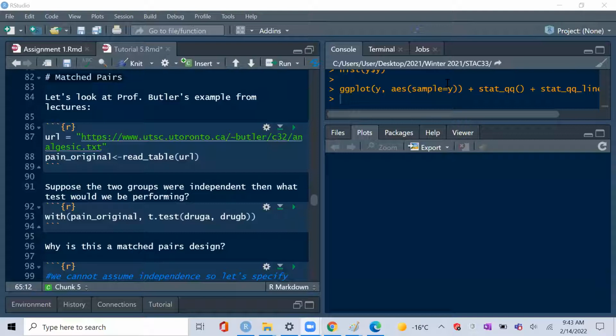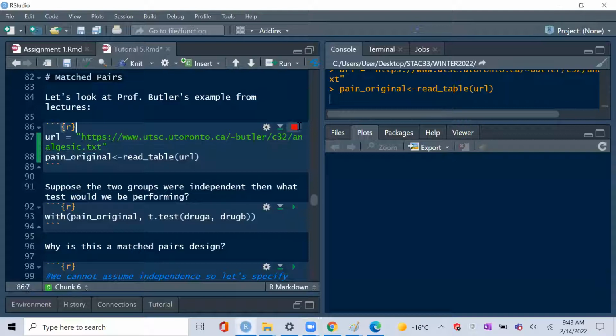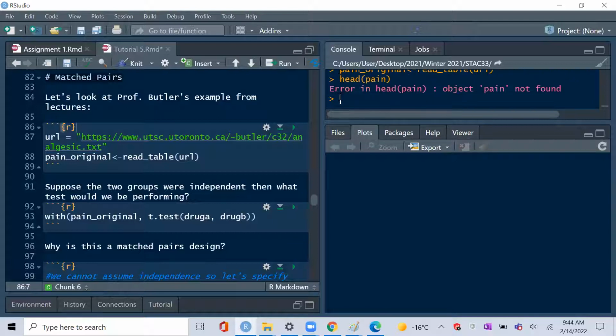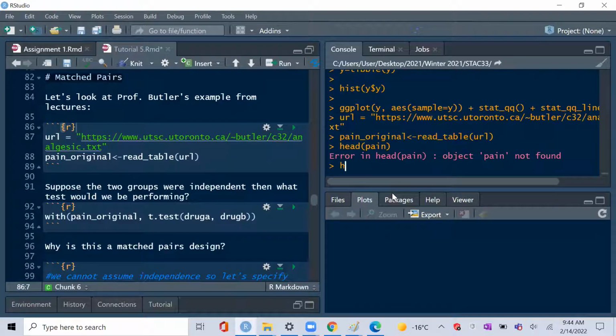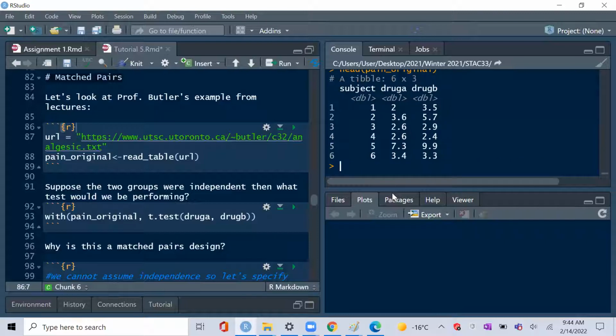and how to know to use it. Anyways, this is his example on pain. So if I look at the pain data here, oops, I called it pain origin, sorry. You can see that you have a subject number and you have two different drugs. So each subject was given drug A and drug B.